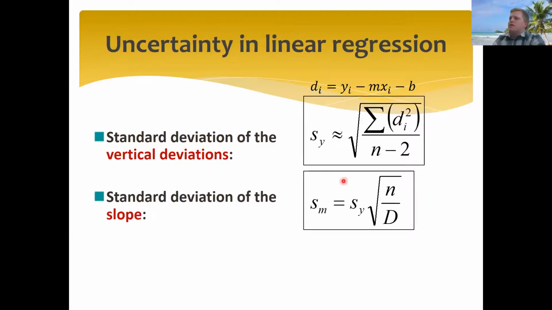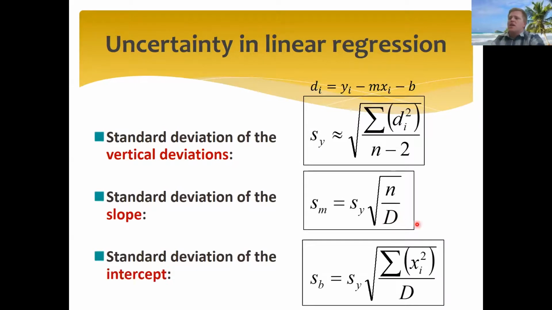We also have an uncertainty associated with our slope. S sub M is going to be equal to our S sub Y times the square root of the number of points on our calibration curve, N, divided by this big D, which is the D from our previous slide. And then we also have an uncertainty in our intercept. This is our S sub B, and that's going to be equal to our S sub Y times the square root of the sum of the squares of our X values divided by D.